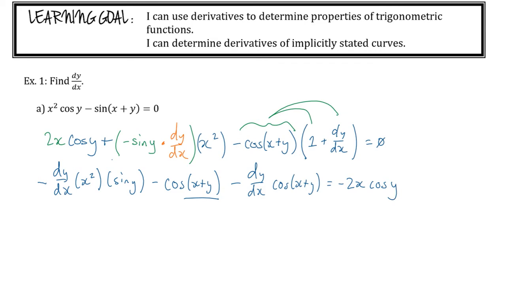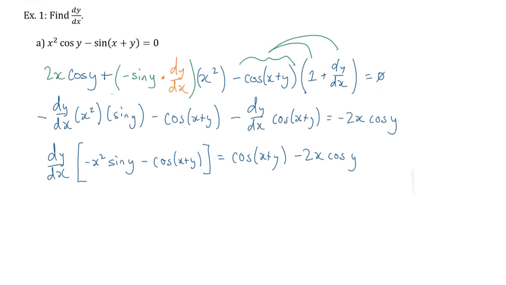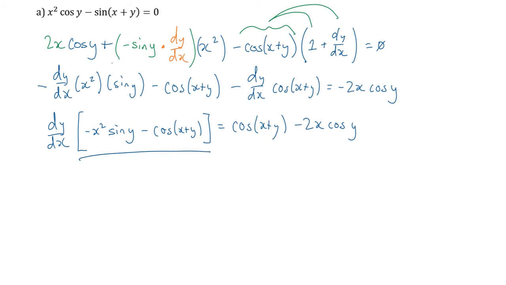So now I can factor out the dy by dx on the left side, and I get negative x squared sine y. And I'm factoring out of this other term here as well, so minus cos of x plus y. This term I'm moving to the other side, so this is equal to, it's going to become positive. So I've got cos x plus y minus 2x cos y. Okay, now I'm going to divide.